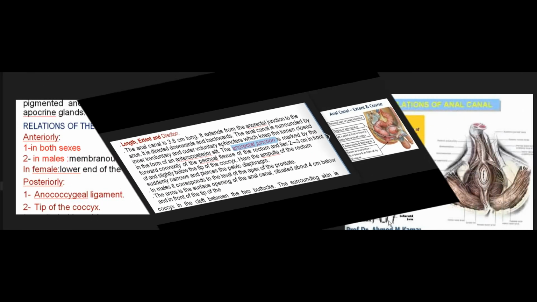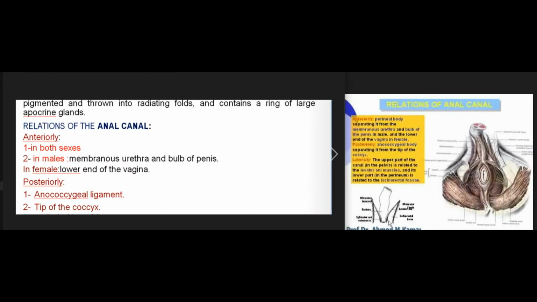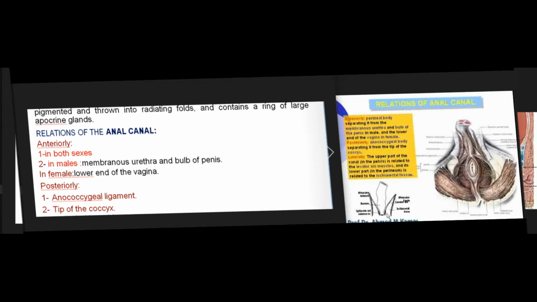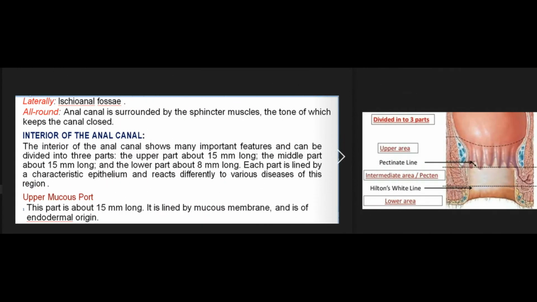The surrounding skin is pigmented and thrown into radiating folds, and contains a ring of large apocrine glands. Relations of the anal canal: anteriorly, 1. In both sexes, 2. In males, membranous urethra and bulb of penis. In female, lower end of the vagina. Posteriorly, 1. Anococcygeal ligament. 2. Tip of the coccyx. Laterally, ischio-anal fossa. All round, the anal canal is surrounded by the sphincter muscles, the tone of which keeps the canal closed.